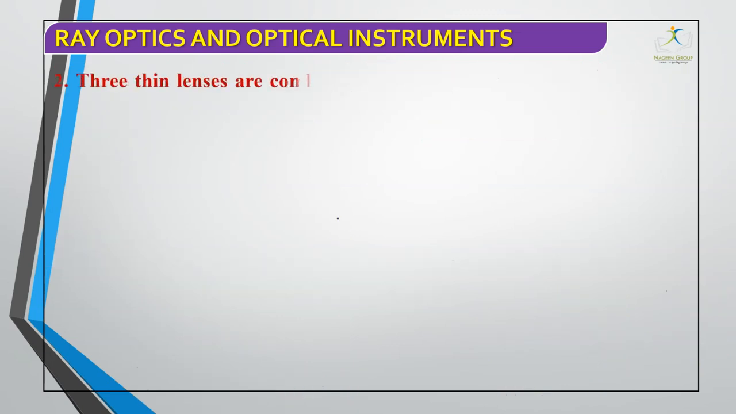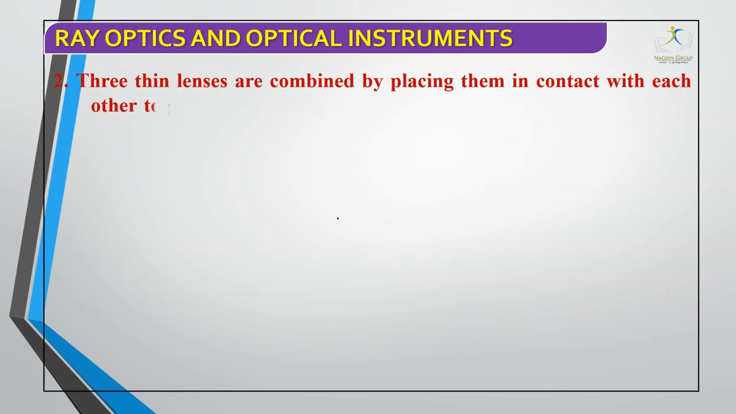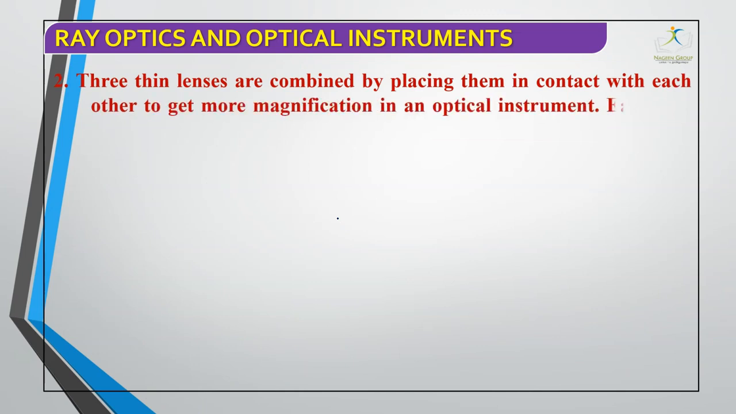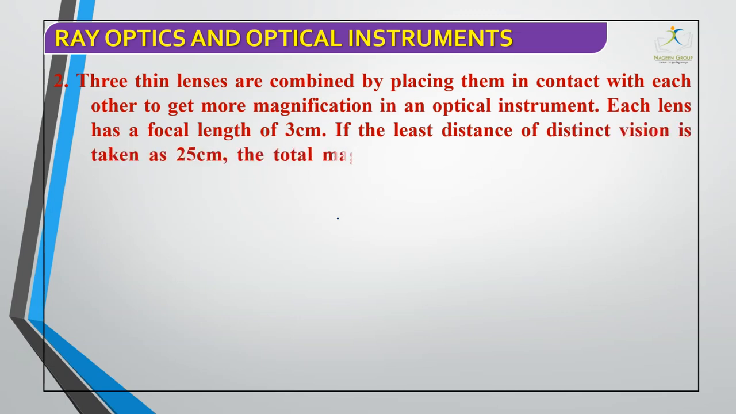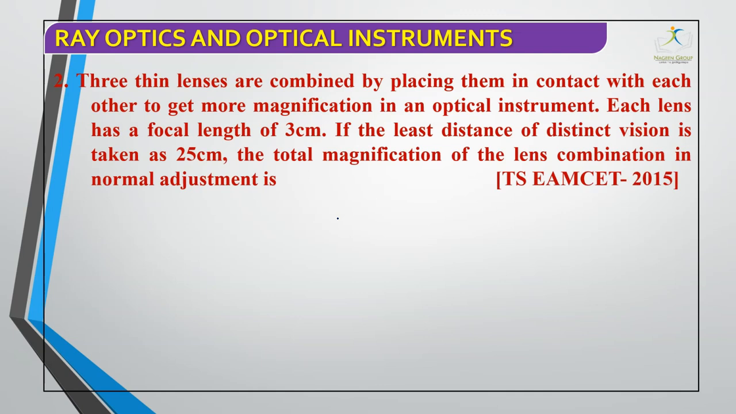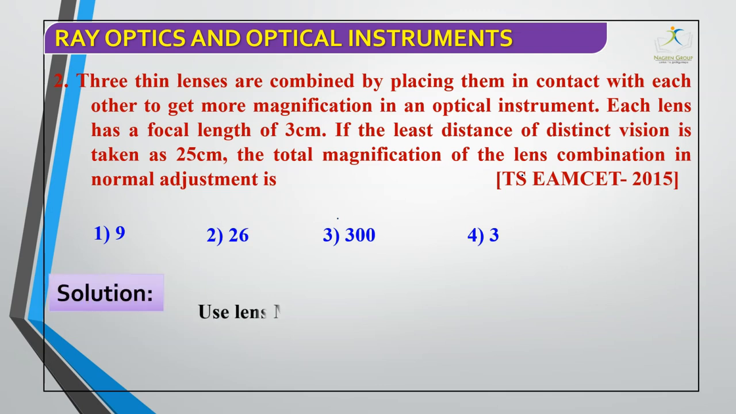Next question: three thin lenses are combined by placing them in contact with each other to get more magnification in an optical instrument. Each lens has a focal length of 3 cm. If the least distance of distinct vision is taken as 25 cm, the total magnification of the lens combination in normal adjustment is, and we have the options 9, 26, 300, 3. Let's move to the solution part.